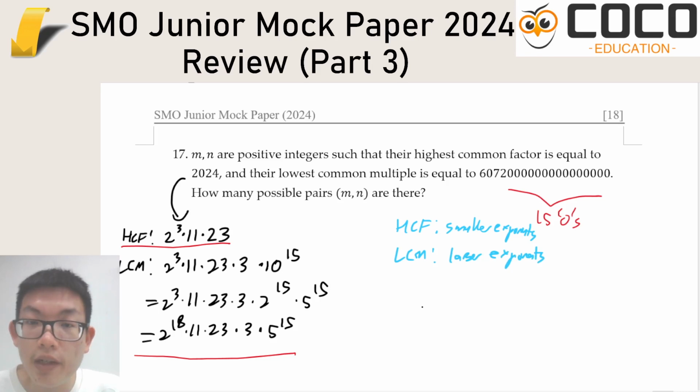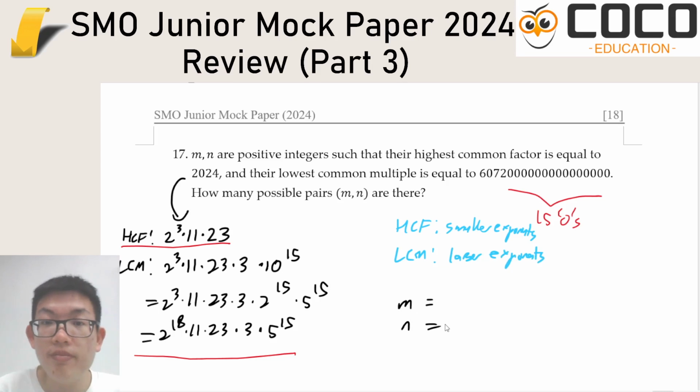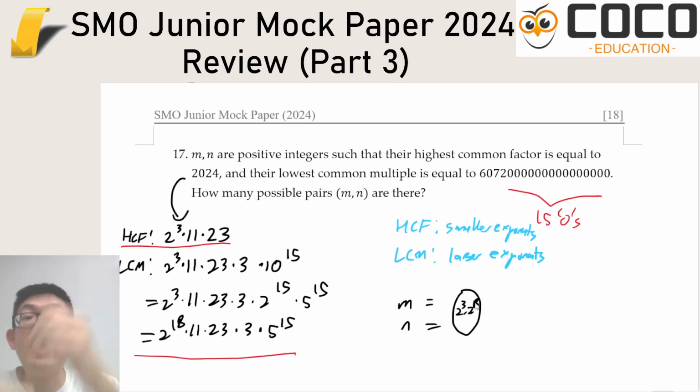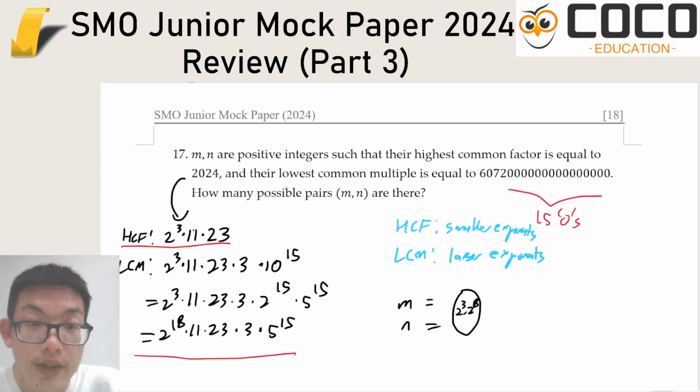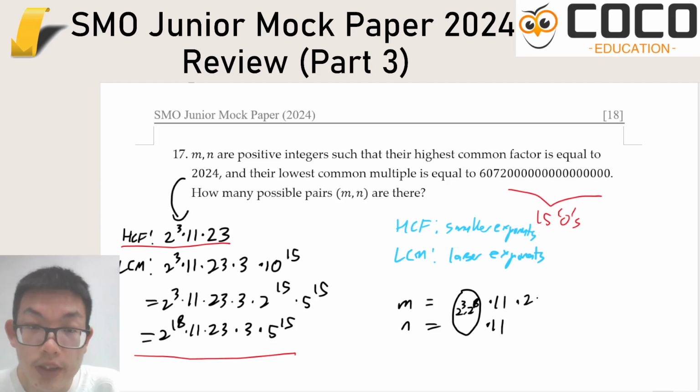So it becomes like a mini puzzle where m and n get to choose. If the lower is 2 cubed and the larger is 2 to the 18, it means that there's 2 cubed and 2 to the 18. It could go either way. Now, 11 and 11 means that they both must have 11. 23 and 23 means they both must have 23.